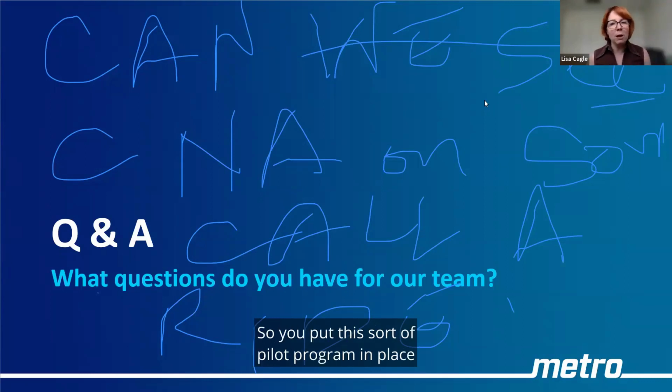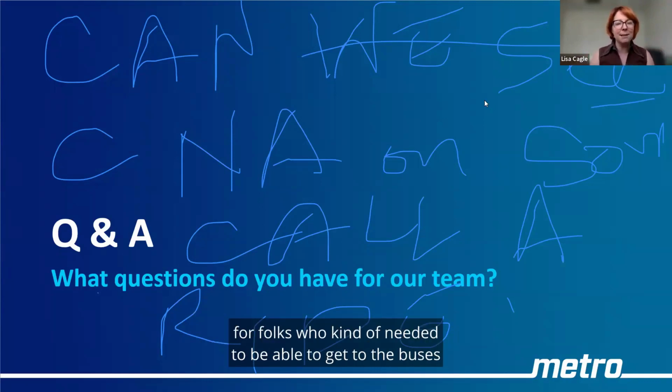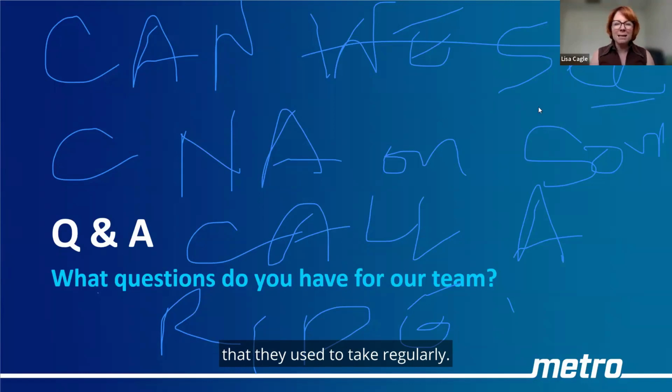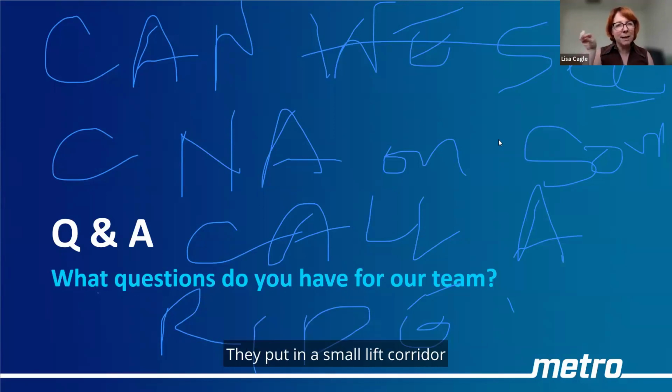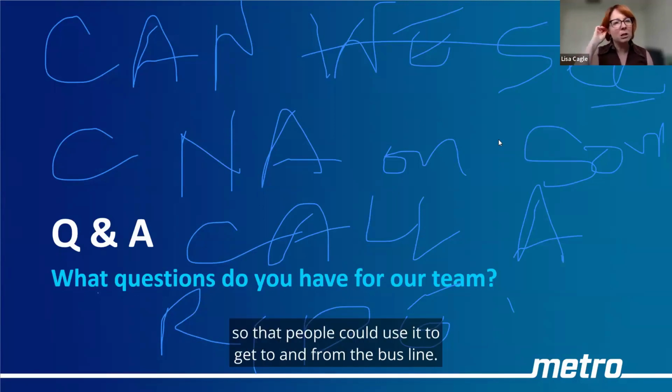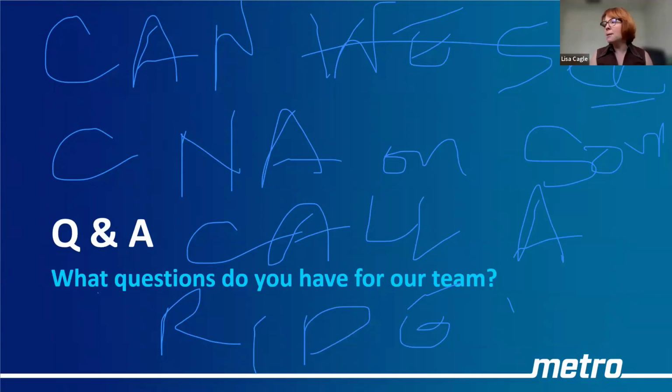So we put this pilot program in place, which was like a placeholder for a first mile, last mile program for folks who needed to be able to get to the buses they used to take regularly. It's not a very simple program to explain. There are small, spaghetti-like corridors where there had been a bus before fall of 2019. We put in a small Lyft corridor so that people could use it to get to and from the bus line. There is information about it on the website.